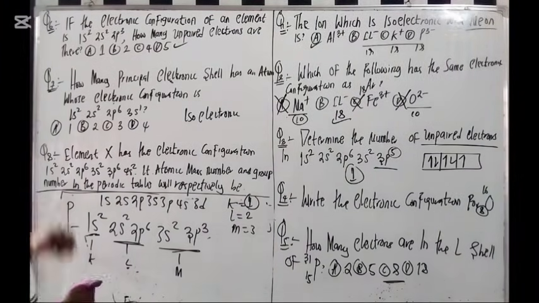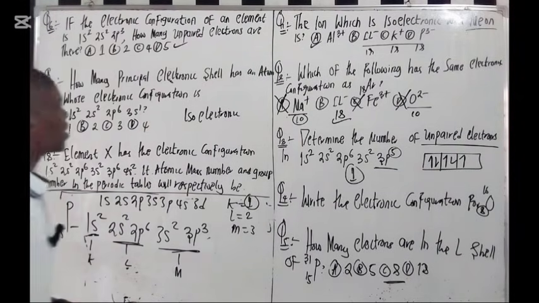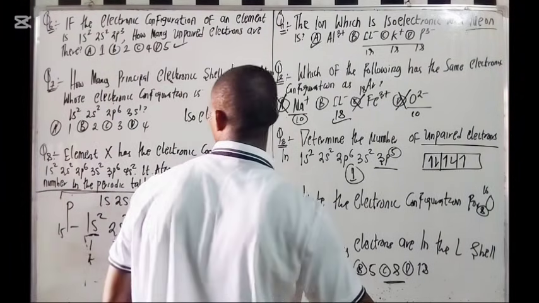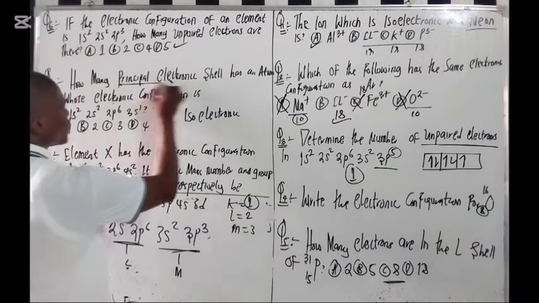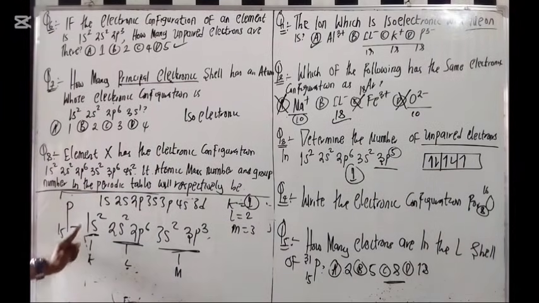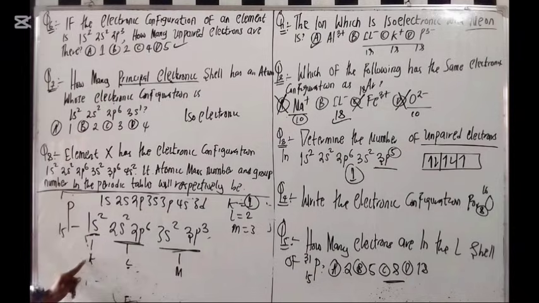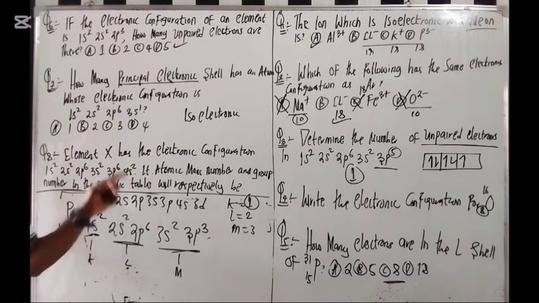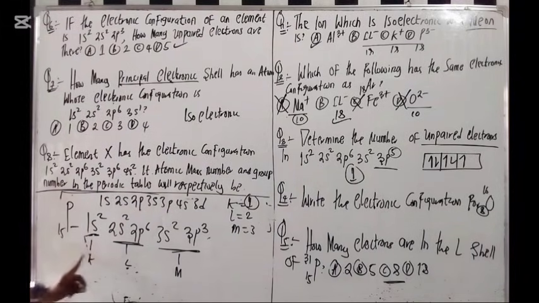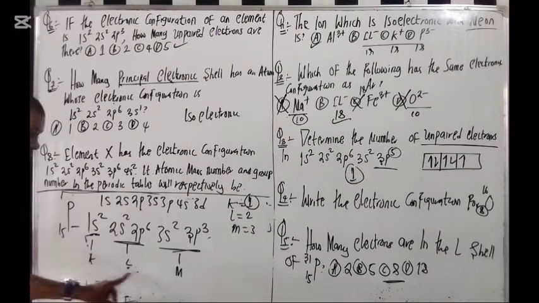So now question number 7. How many principal electron shells are in an atom with this electronic configuration? Let's look at the principal electron shells. Remember, the first one is called K shell, the second one is called L shell, the third one is M shell. So they are asking, how many principal electron shells do we have here? It's 3, because here we have K, L, and M.